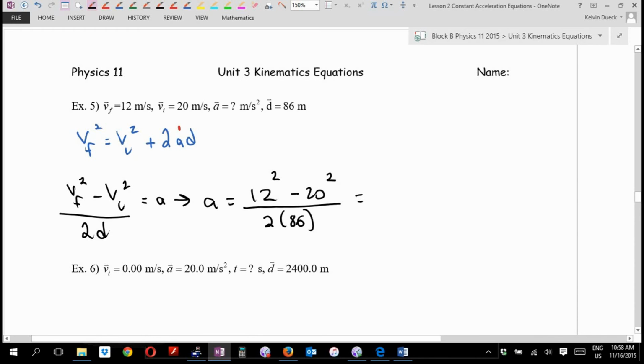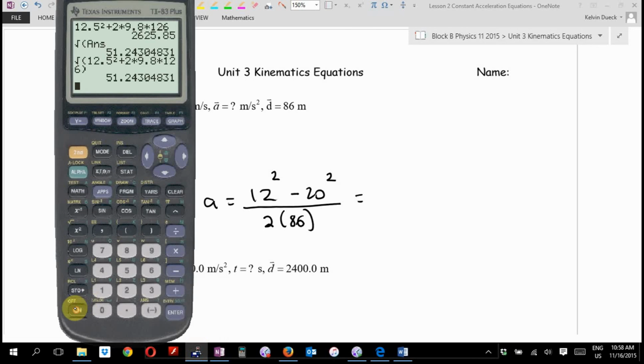Is there a fraction, Hannah? Yes. Is there more than one number on the top? Brackets. Is there more than one number on the bottom? Brackets. If I'm going to type this in, it's going to look like this. Bracket 12 squared minus 20 squared. Close the bracket off.